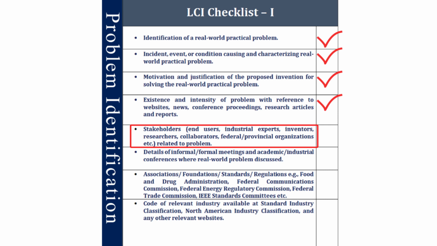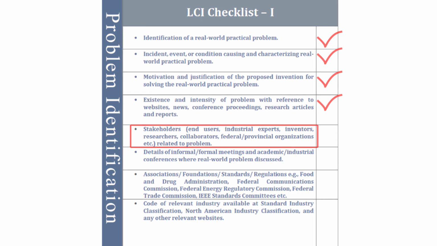There could be other researchers, other collaborators, but at the same time, there could be federal and provincial organizations related to your problem and invention, because without their permission, you might not be able to launch your product in the market. So let's try to understand who can be the stakeholders with the help of certain examples.